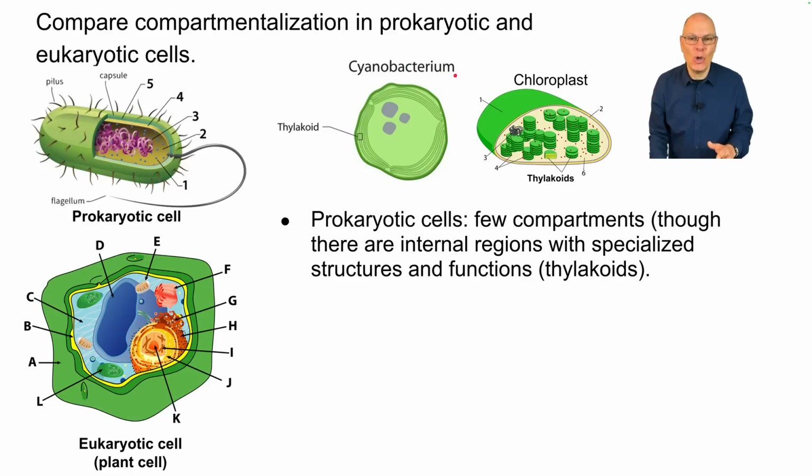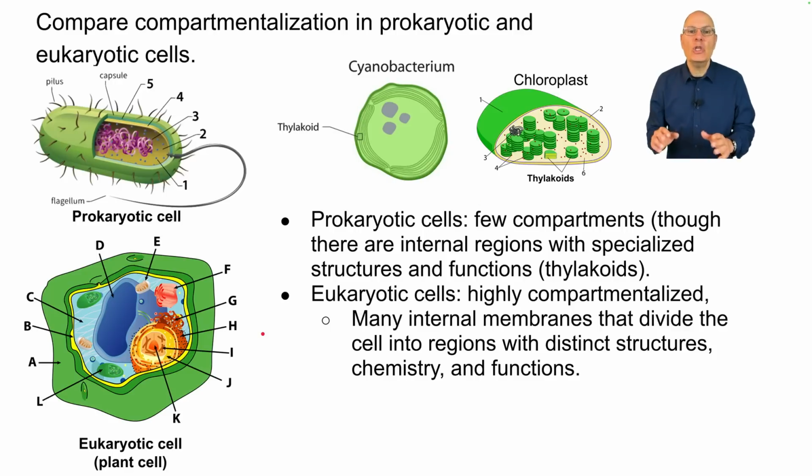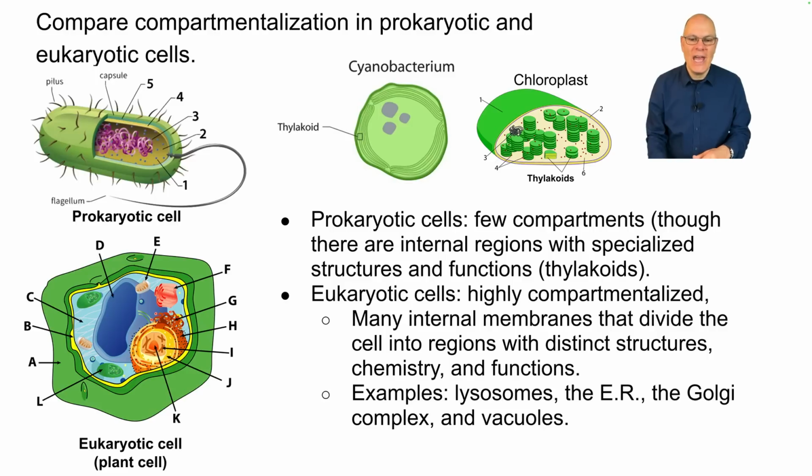Cyanobacteria evolved into chloroplasts. We'll talk about that in a moment, and they have these internal compartments called thylakoids that are essential for the function of photosynthesis. Eukaryotic cells are highly compartmentalized. There are many internal membranes that divide the cell into regions with distinct structures, distinct chemistry, and functions. And examples include lysosomes, the endoplasmic reticulum, the Golgi complex, and vacuoles like this large vacuole in a plant cell.